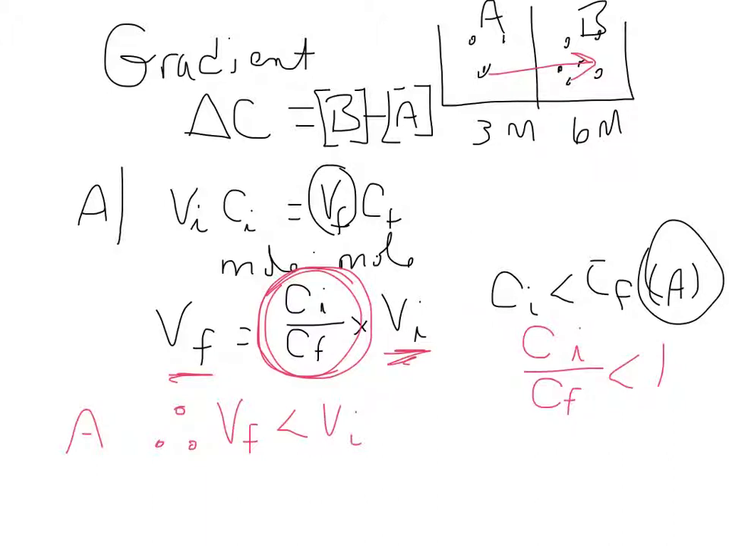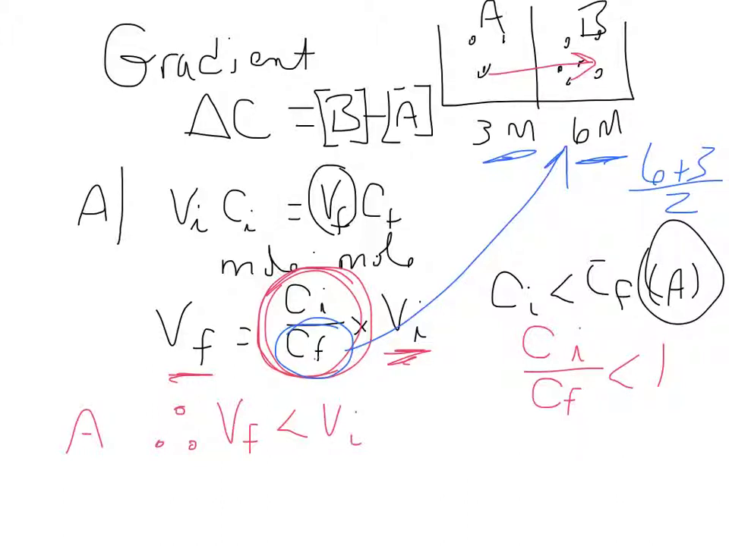Now that final concentration is going to be somewhere in between 3 and 6. And indeed, it's going to be 6 plus 3 divided by 2. It's going to be the average of the two, because we have free movement of water. So that's 9 divided by 2. And so 9 divided by 2 will be the final concentration.